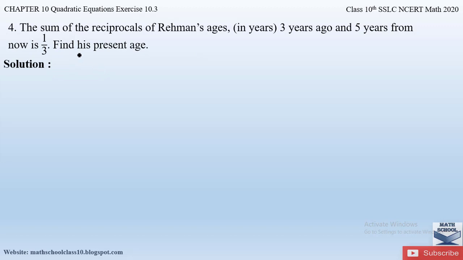Since in the question they're asking us to find his present age, if we have to determine something, then we have to let it be x initially. So let us assume Rahman's present age to be x. Let Rahman's present age be x years. Now the question says the sum of reciprocals of Rahman's ages 3 years ago and 5 years from now is 1 by 3.